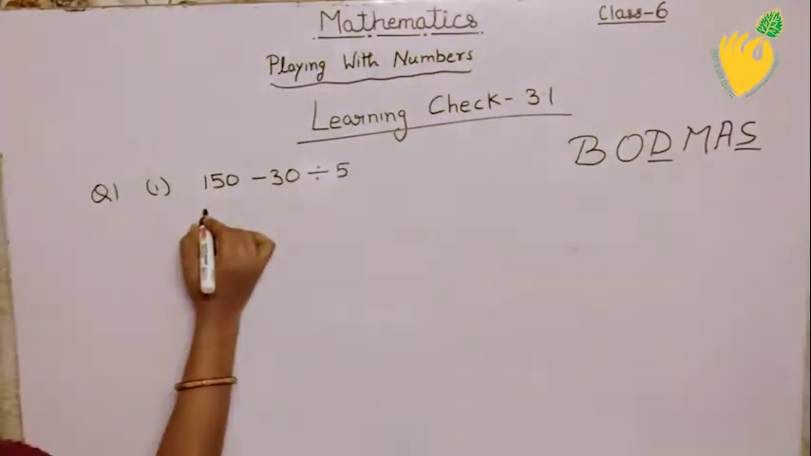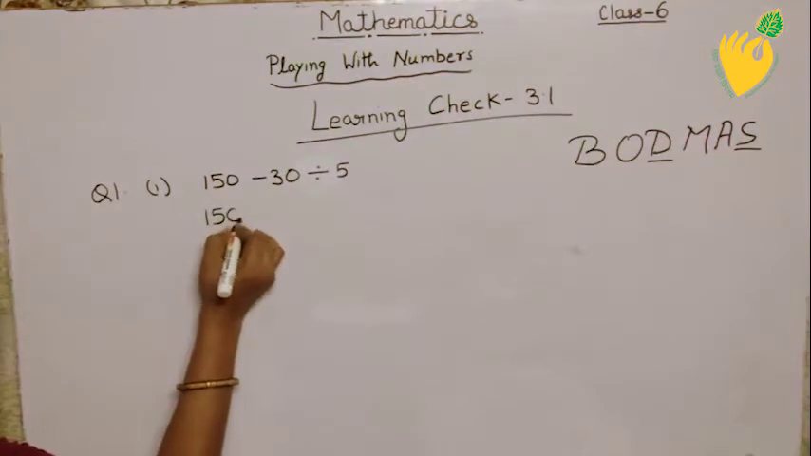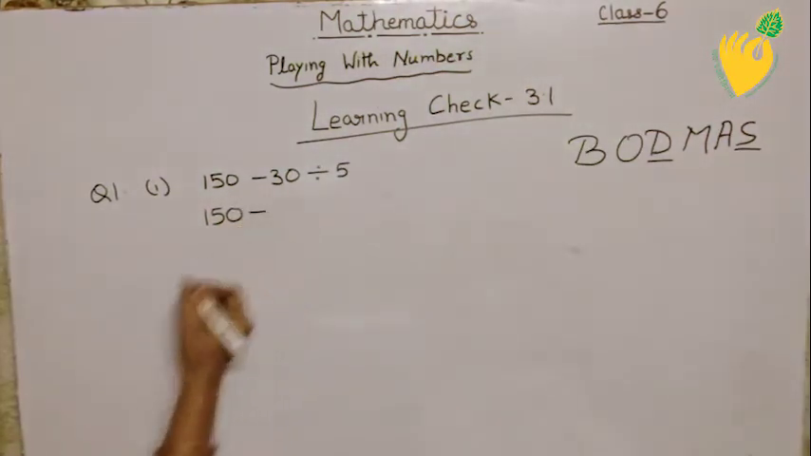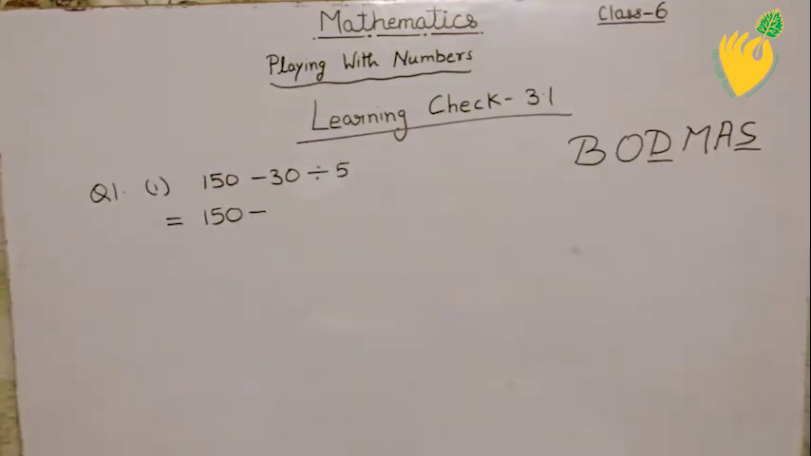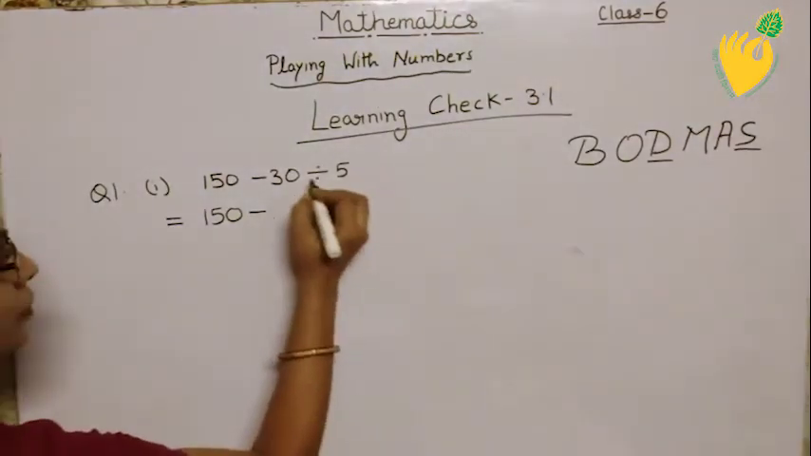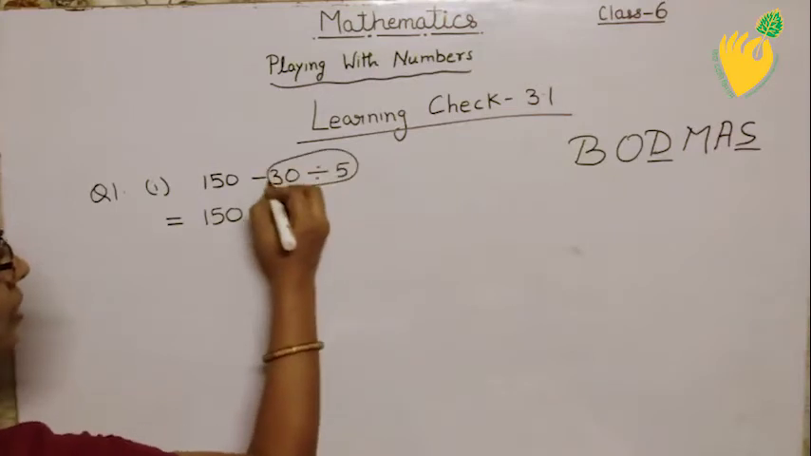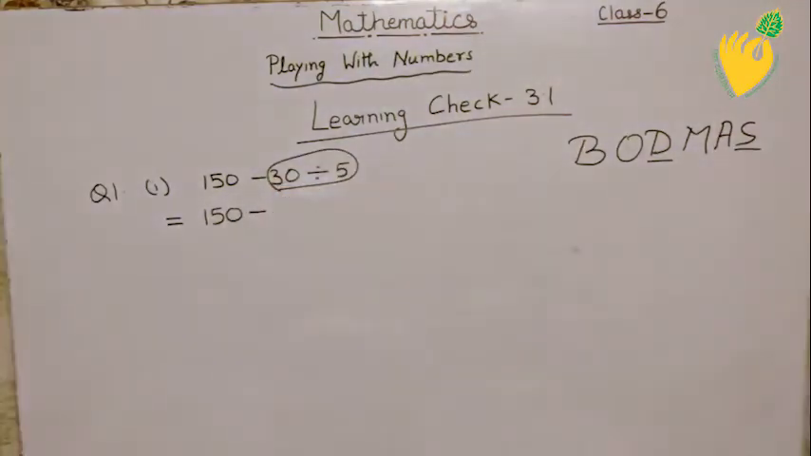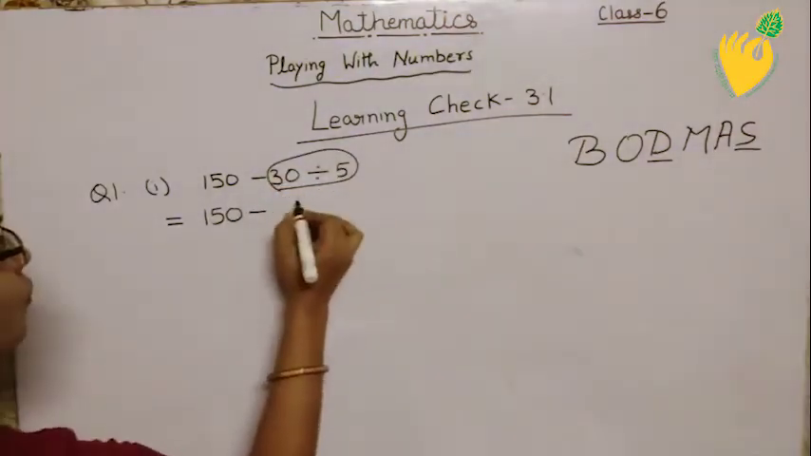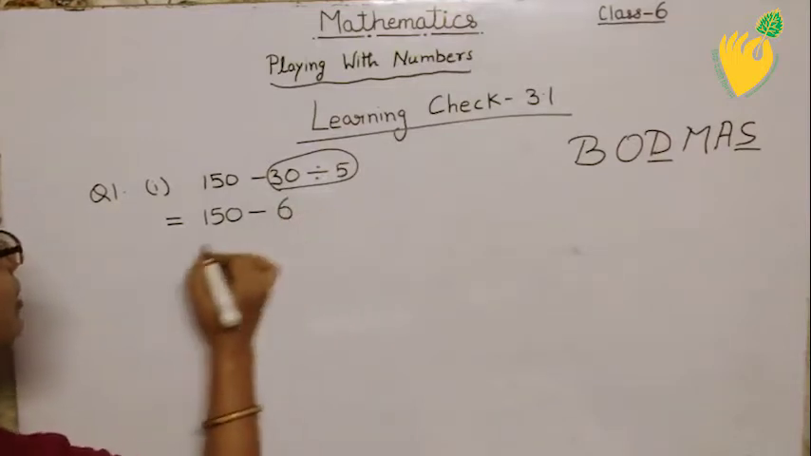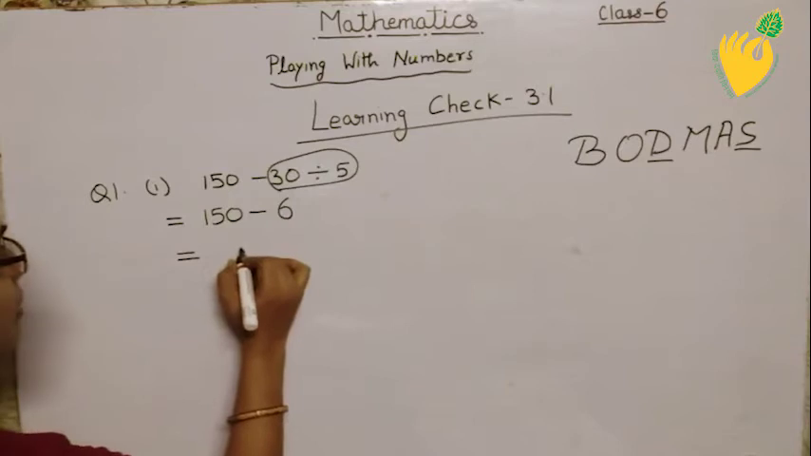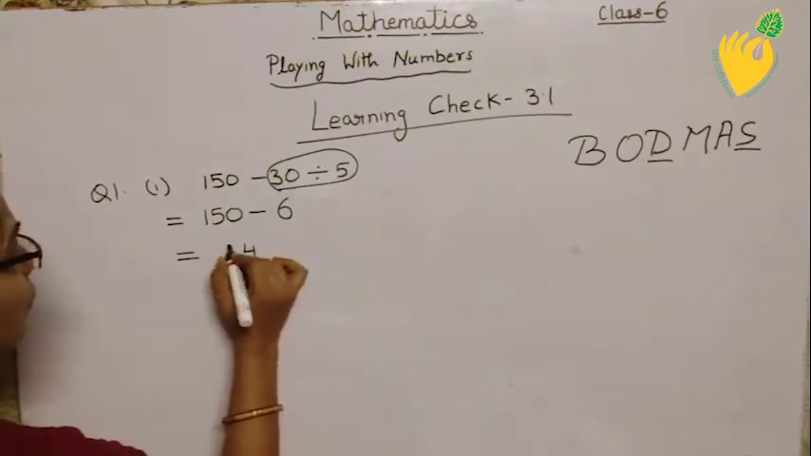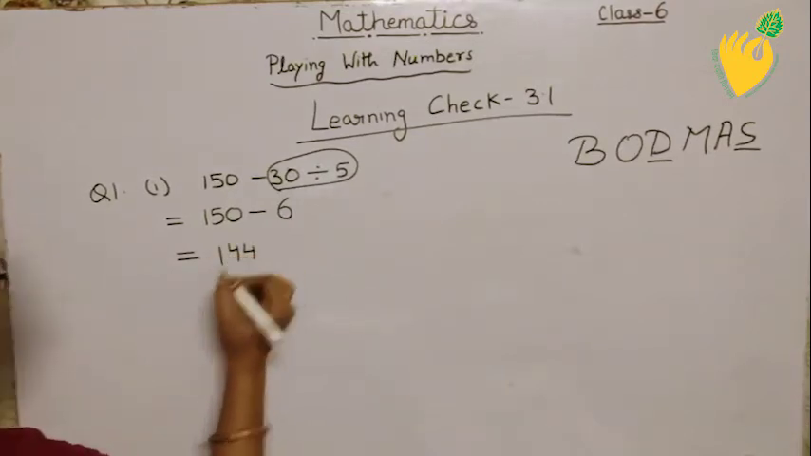So students, you will write the rest of the things as it is, that is 150 minus as it is, and we'll put the sign of equality here. And we will first perform this operation, that is 30 divided by 5. So 5 sixes are 30, you will get 6, and then 150 minus 6 will be, students, 144.